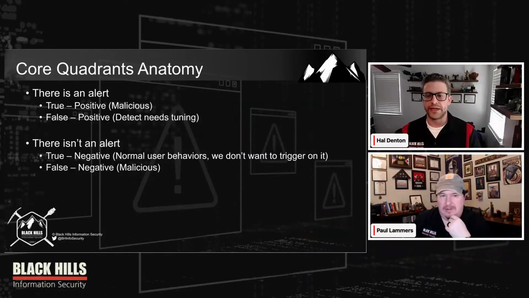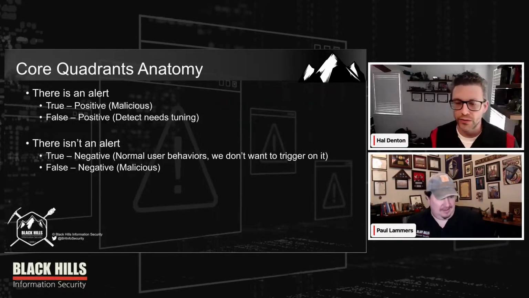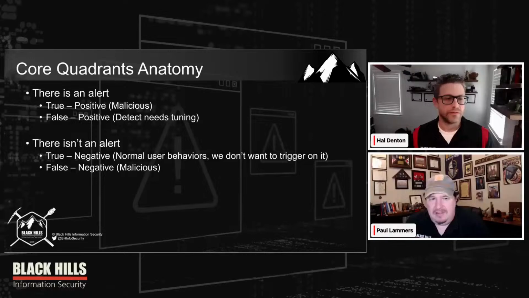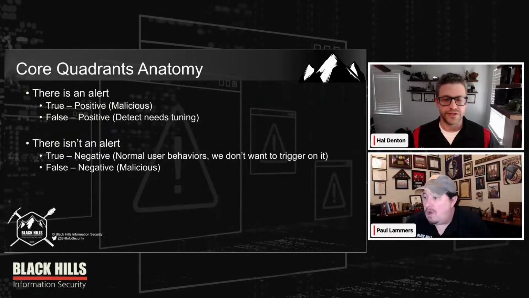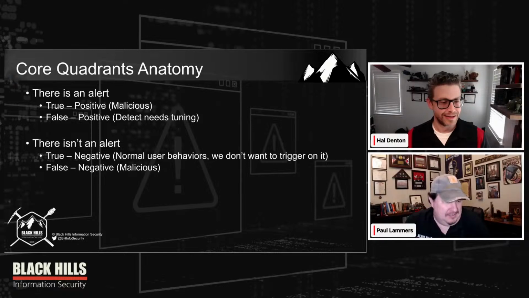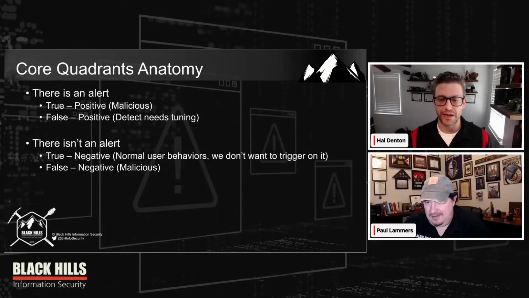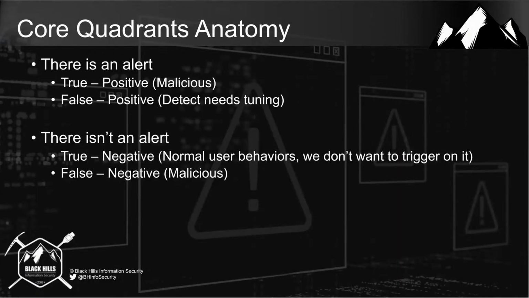So let's start getting into the guts of what this is all really about. The core quadrants. This is kind of the breakdown of the anatomy, and the best way me and Paul could think of this is let's just basically simplify it. Snap some lines. These are the dispositions, right? So let's snap some lines here, and let's break it by, does it alert and does it not alert? If it's alerting, a true positive, which is malicious, and then there's false positive, which basically means a detection needs some type of tuning.